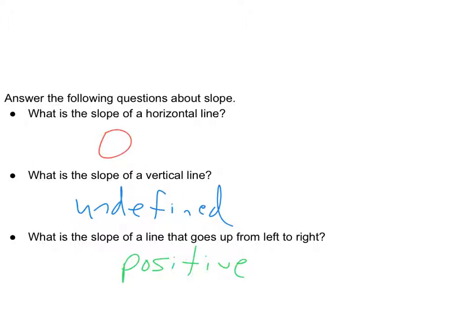So you should know that the slope of a horizontal line is 0, the slope of a vertical line is undefined, and the slope of a line that goes up from left to right is positive.